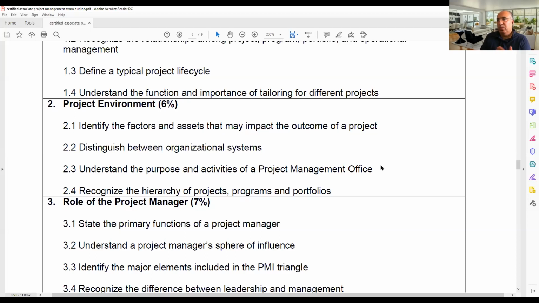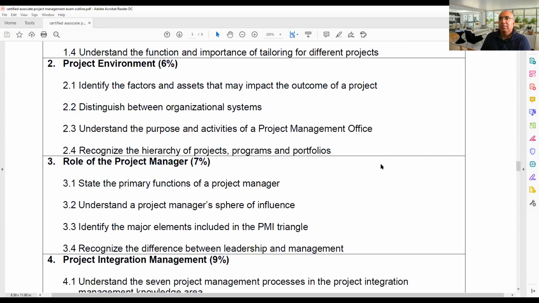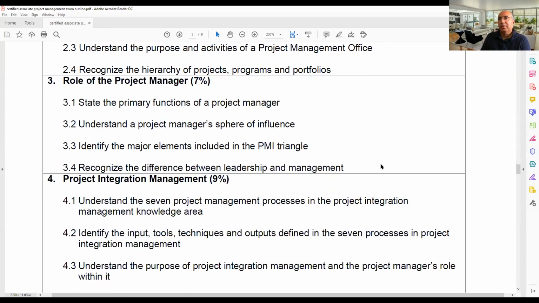And like you mentioned, the OPAs, that is the organizational process assets, for example, what software, what different techniques are you using in order to manage the project. So that is your project environment. Yes. Good, thank you. Role of the project manager.